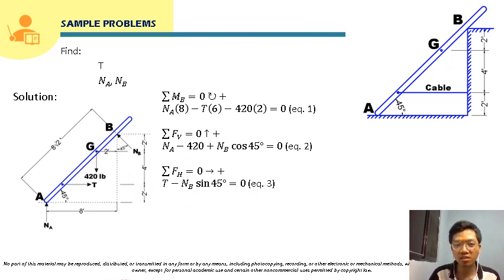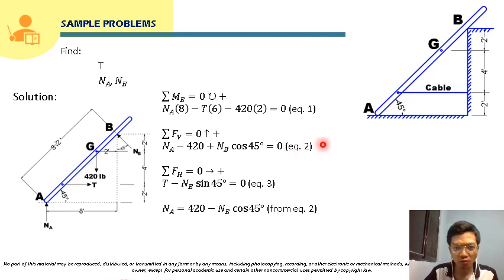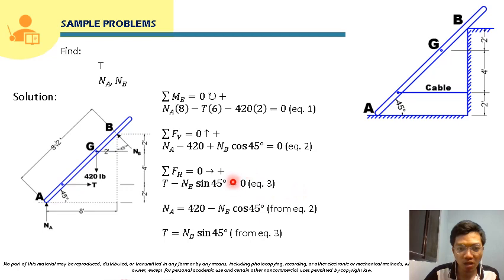From these equations, we can analyze this. From equation 2, we can solve for NA in terms of NB, and from equation 3, we can solve for T in terms of NB. This NA we can substitute into equation 1, and this T we can substitute for the T here in equation 1.